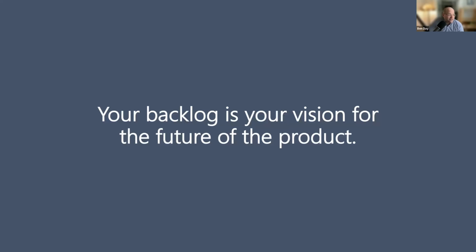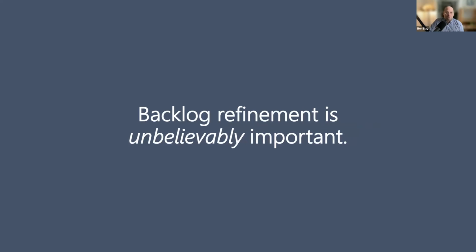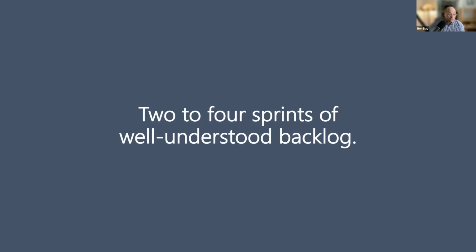So your product backlog is your vision for the future of the product. Backlog refinement is unbelievably important. You need to make sure you're going over it with your team, making sure that you are setting clear priorities, even if those priorities are perhaps wrong. They might be wrong, but write them down and try to get feedback on your priorities. And try to have 2 to 4 sprints worth of really well understood backlog. And this is to say, what are we going to do for the next 2 to 4 sprints? Have it be there and have it be readable by humans so that when they ask, what are you working on? And when am I going to get my stuff? You can answer that question.